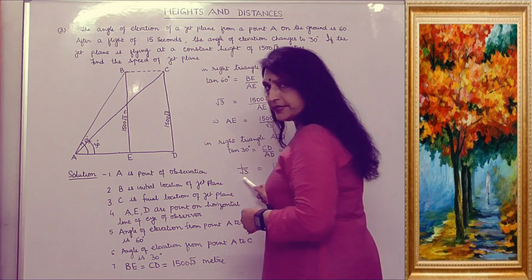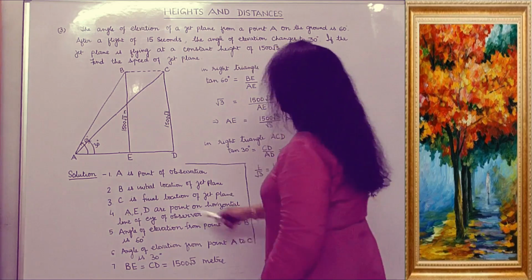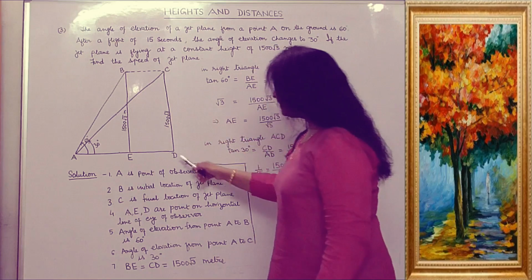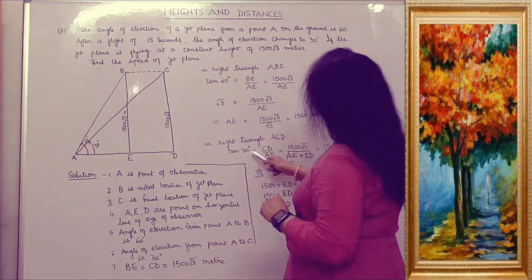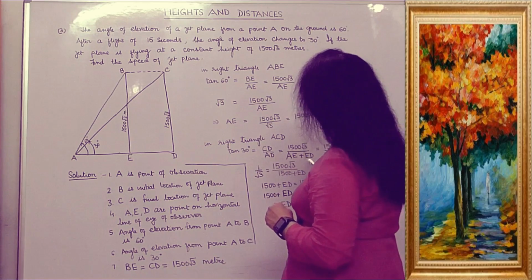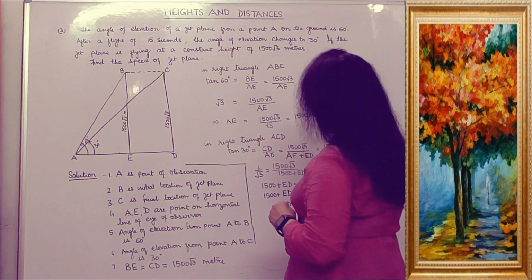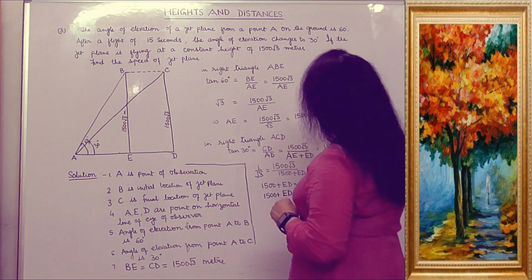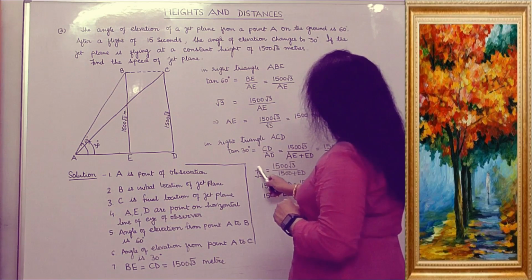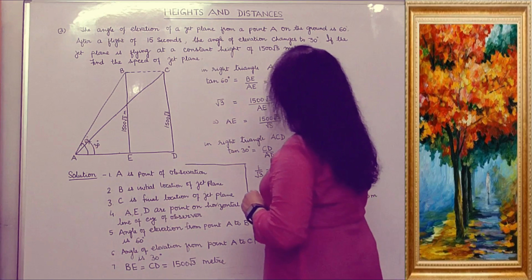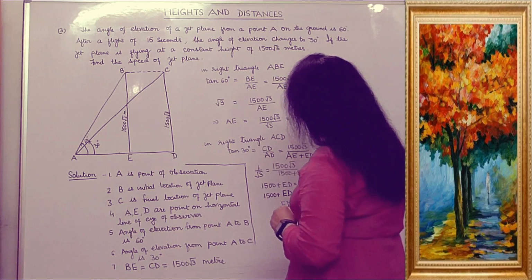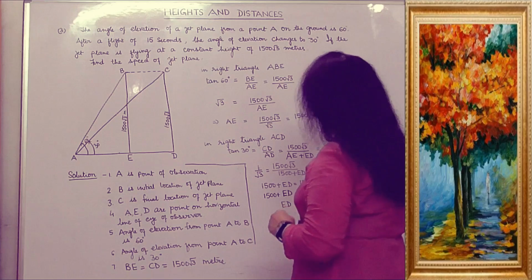Tan 30 is 1 upon root 3. Now we got the value of ED is equal to 3000. Considering right triangle ACD, tan 30 is equal to CD upon AD, that equals 1500 root 3 upon AE plus ED. Instead of AE, we put 1500, so 1500 root 3 upon 1500 plus ED. By cross multiplication, we got 1500 plus ED is equal to 1500 into root 3 into root 3. ED is equal to 3000.